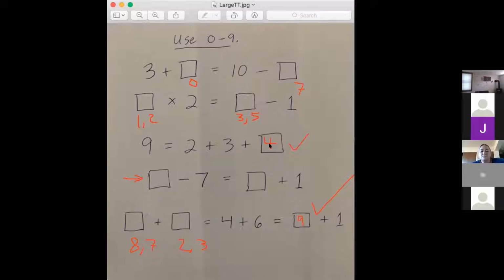Somebody put an arrow over here. Why is there an arrow over here? So what about that box? What if we put a 2 in there?